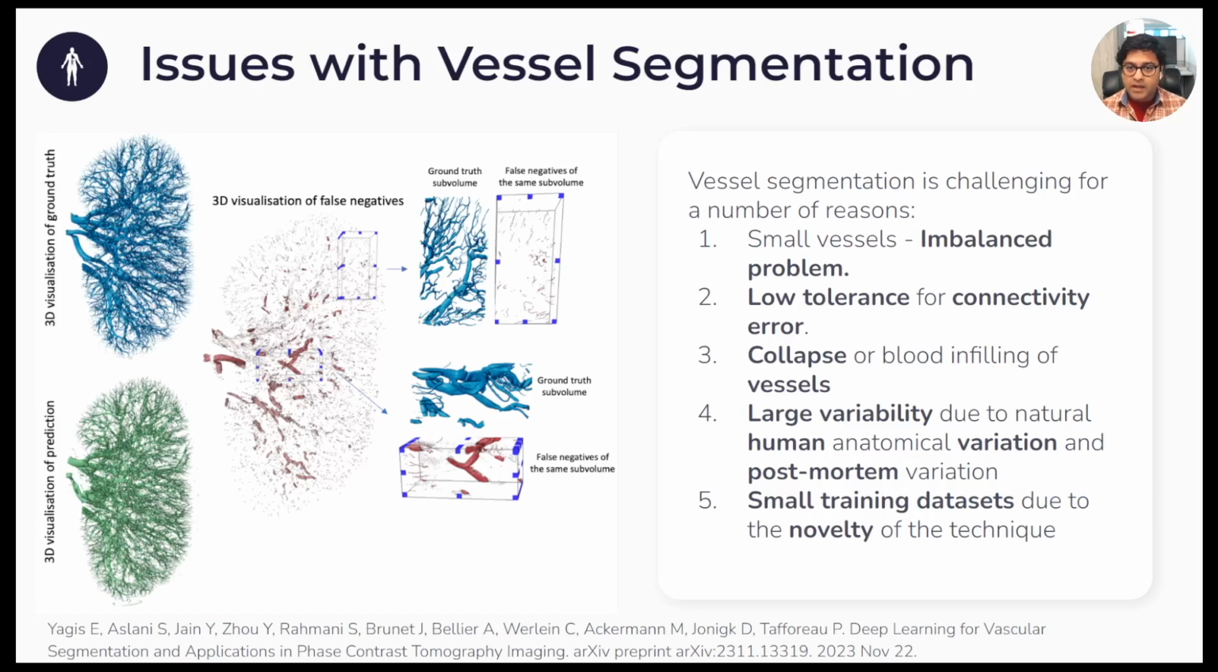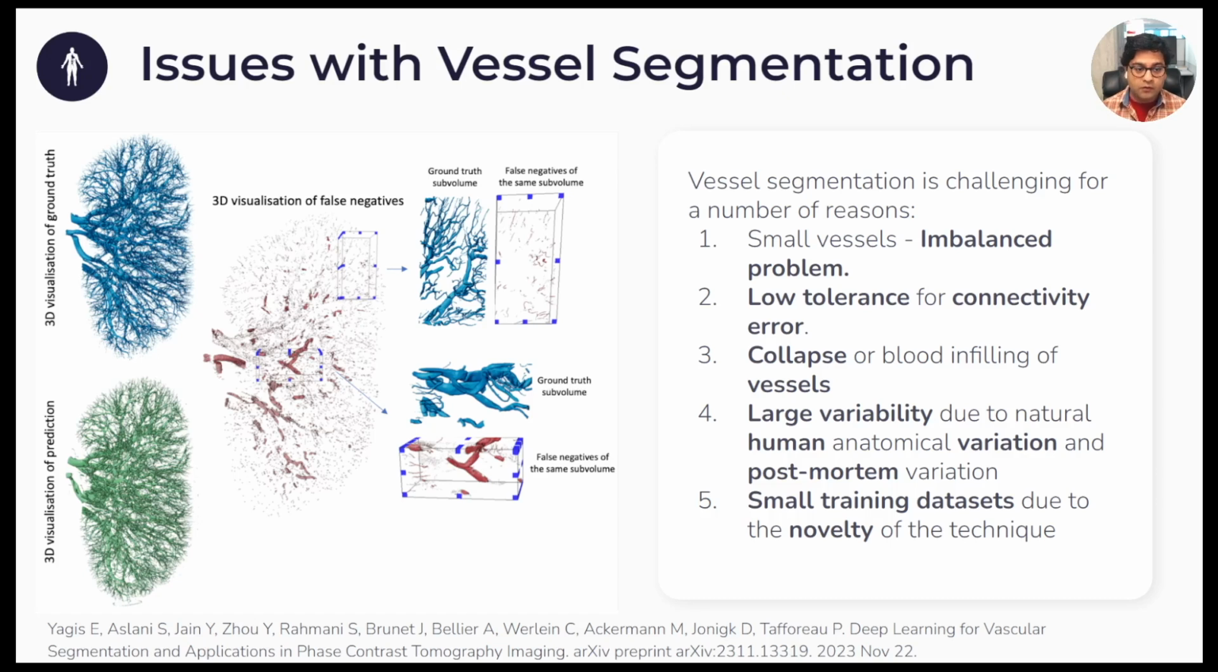So why host this challenge? Why is the vessel segmentation a complex problem? So one of the big challenges with vessel segmentation is that the vessels in the images are small compared to the overall image, which leads to this imbalanced class problem in machine learning.